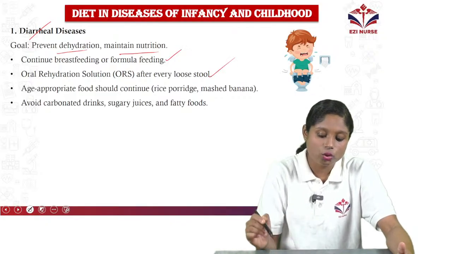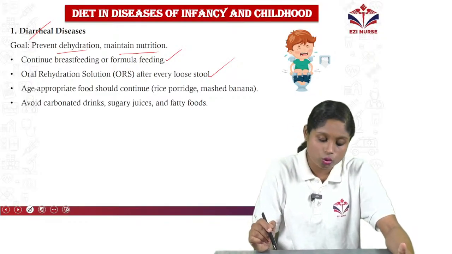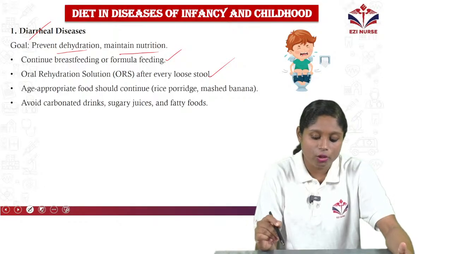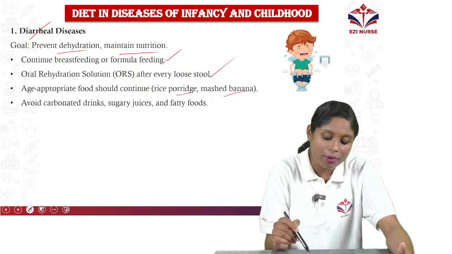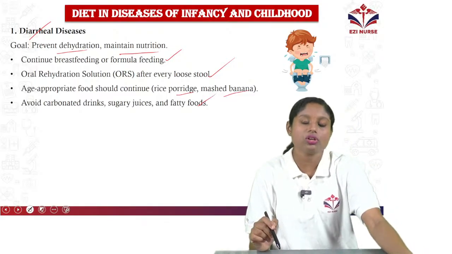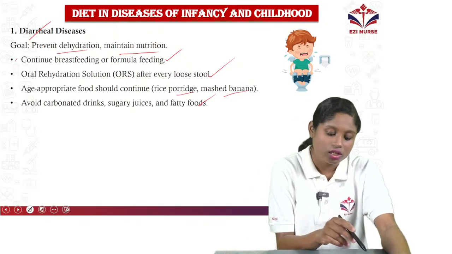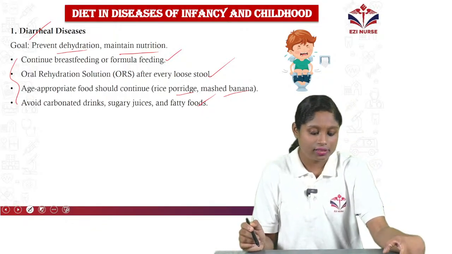Oral rehydration solution after every loose stool. Age-appropriate foods should be continued, like rice porridge and mashed banana. Avoid carbonated drinks, sugary juices or fatty foods. So this is the main thing in diarrheal disease.